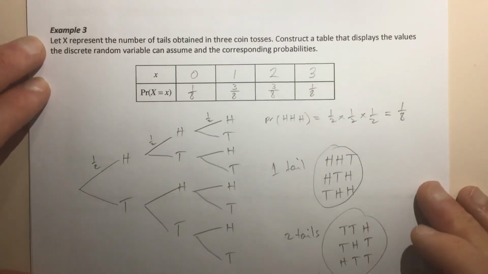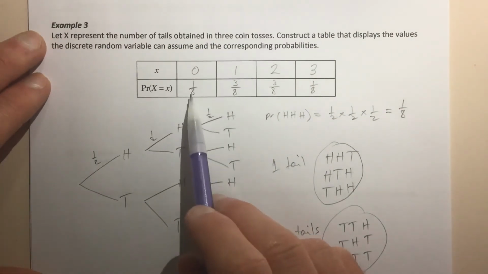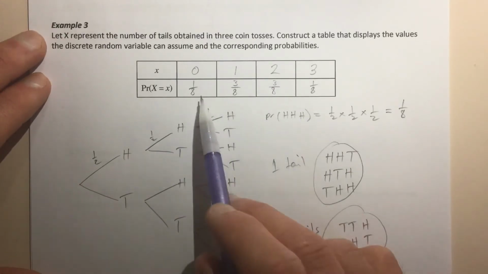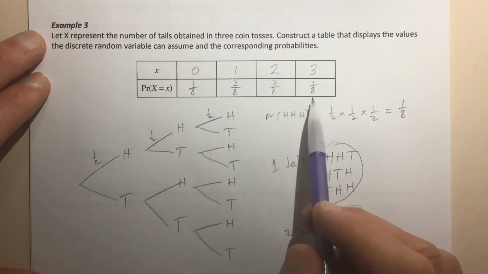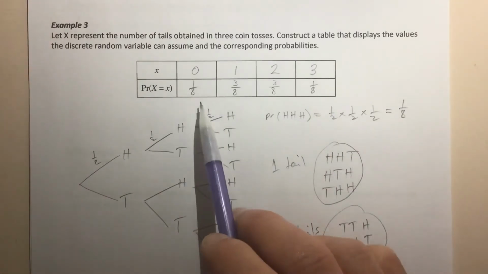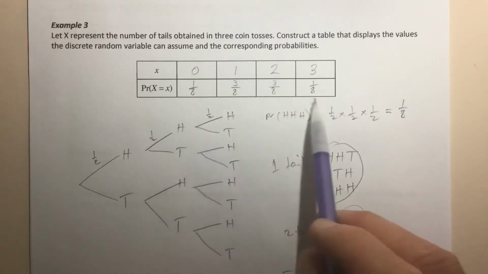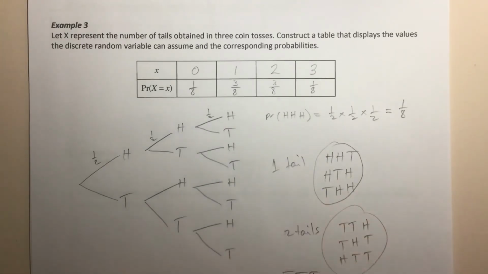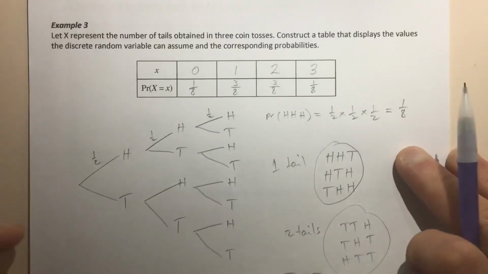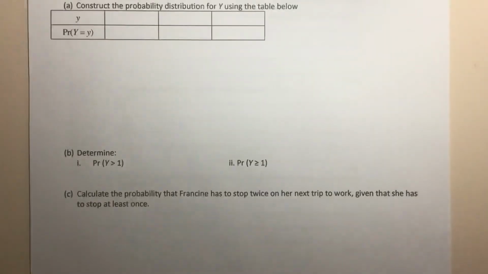And what we should notice when we fill this table in is that all our probabilities are between 0 and 1 inclusive, so they can equal 0 or equal 1, but each of them individually has to be between 0 and 1. And if we add these probabilities together, they should add up to 1. And 1/8 plus 3/8 plus 3/8 plus 1/8, that equals 8/8, which is 1. So we know that satisfies the conditions of a probability distribution.